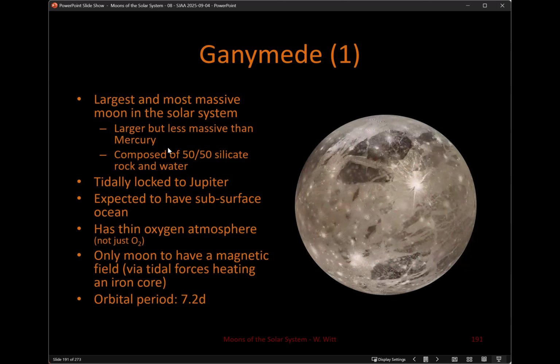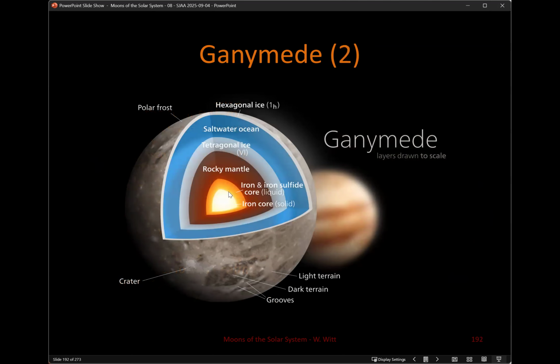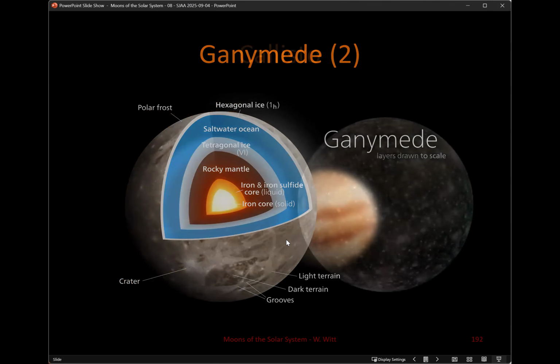Ganymede is the next moon. It's the largest and most massive moon of the solar system. It is larger but less massive than Mercury. And yeah, it's mostly rocks and water, and also probably has a subsurface ocean. It has a really thin oxygen atmosphere, actually. Nothing we could breathe, but there's something. And it's the only moon to have a magnetic field. Again, the energy for that comes from tidal forces. And again, we think there's an ocean under its surface there.